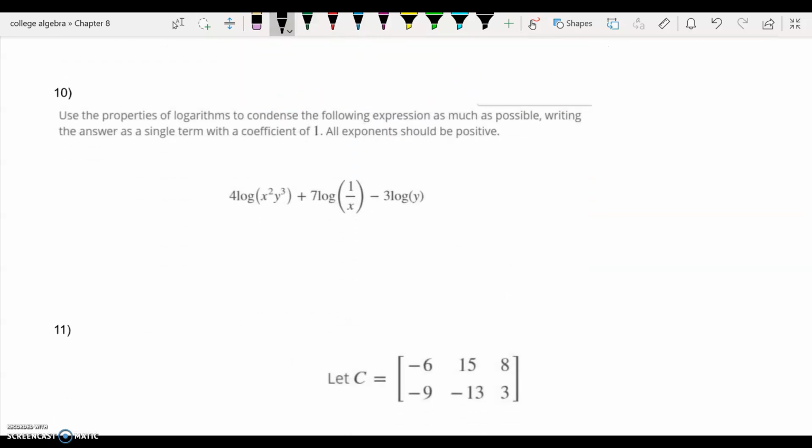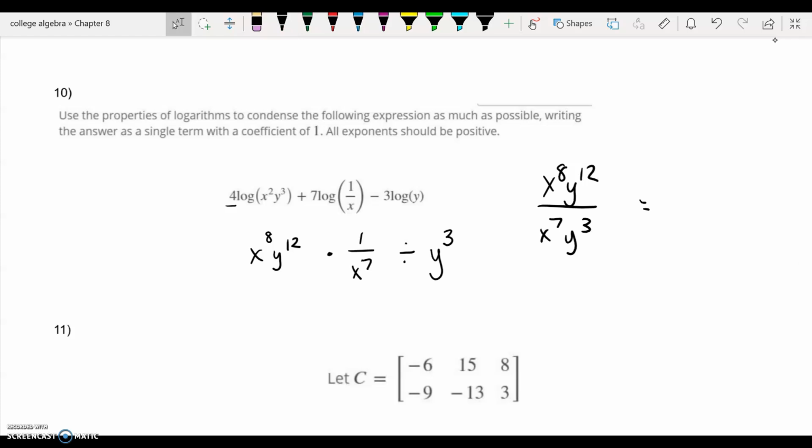Number 10, properties of logs. Alright, so if the 4 is out front, that means I'm going to multiply it by the log. So I'm going to have x to the 8th, y to the 12th, times 1 over x to the 7th, divided by y to the 3rd, which is the same as multiplying by 1 over y to the 3rd. So it's going to look like this. X to the 8th, y to the 12th, over x to the 7th, y to the 3rd. Get your answer, subtract your exponents, and then you put the log out front.